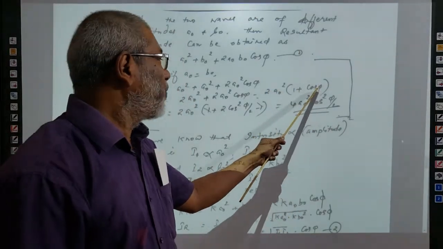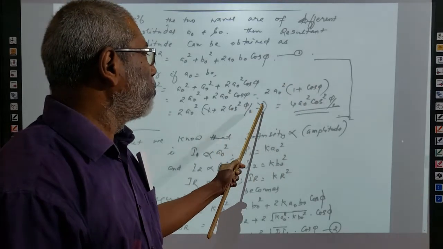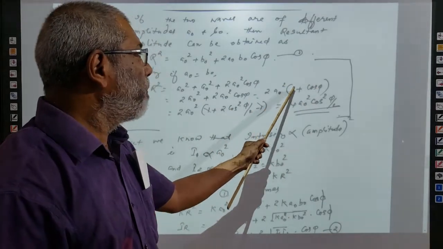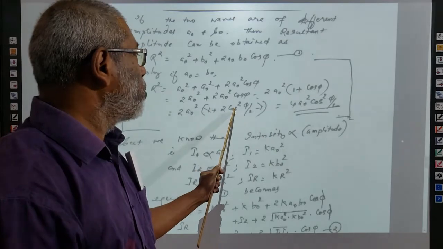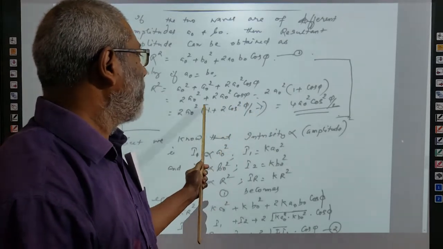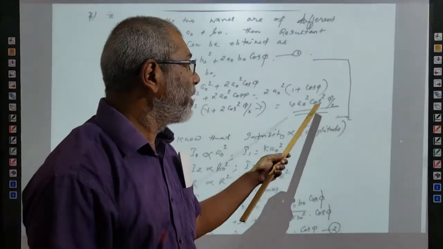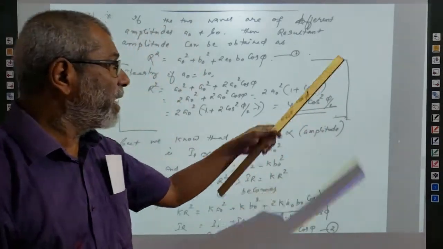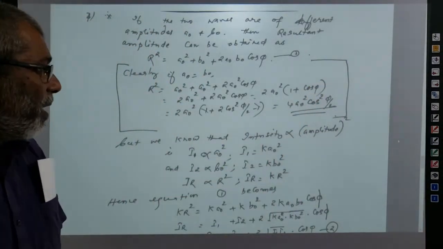But cos phi is equal to 2 cos square (phi by 2) minus 1. So 1 plus cos phi is 1 plus 2 cos square (phi by 2) minus 1. Plus 1 and minus 1 cancel. We are getting the same result. That is why this has also been noted here.